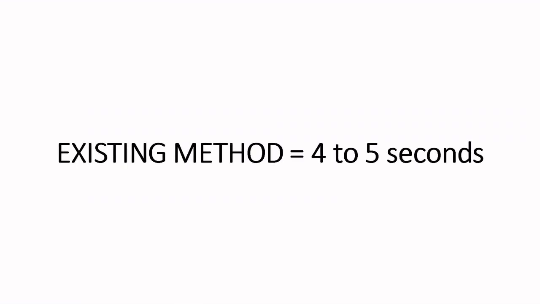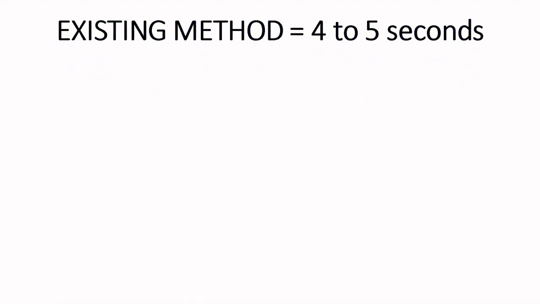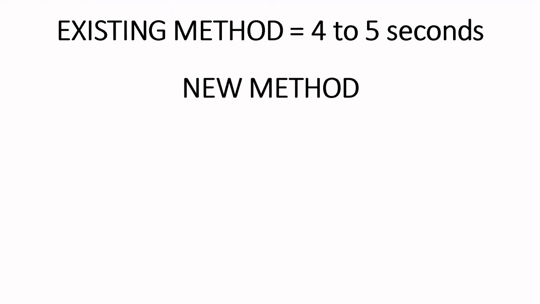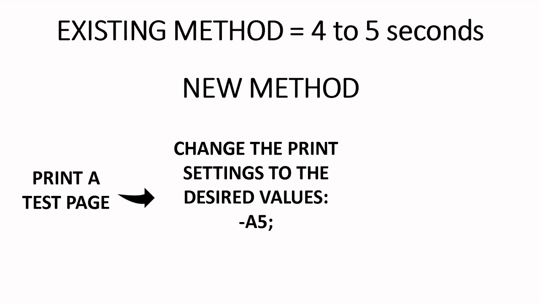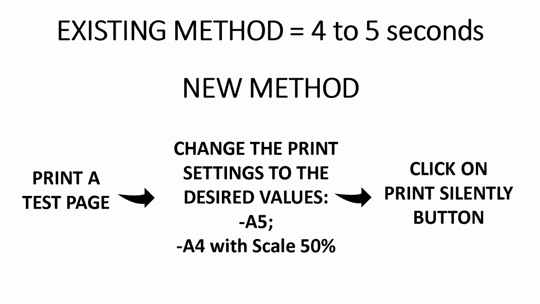So what this program will do is reduce the time from the existing 5 seconds to even less than, say, 1 second. So how do you do that? Initially, you print the first page using this program. Just make sure that the settings are changed according to your needs. For example, in my case, I usually change the printer settings to either an A5 or an A4 with a 50% scale, right? So make sure that you have changed the printing settings to whatever value is suitable for you. And once you do that, you click on the button print silently.